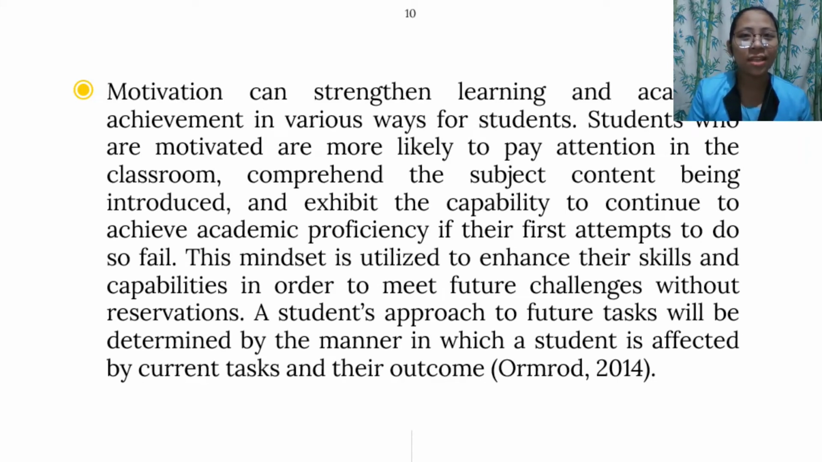Students who are motivated are more likely to pay attention in the classroom, comprehend the subject content being introduced, and exhibit the capability to continue to achieve academic proficiency if their first attempts to do so fail. This mindset is utilized to enhance their skills and capabilities in order to meet future challenges without reservations. A student's approach to future tests will be determined by the manner in which a student is affected by current tests and their outcome. From Omrad 2014.